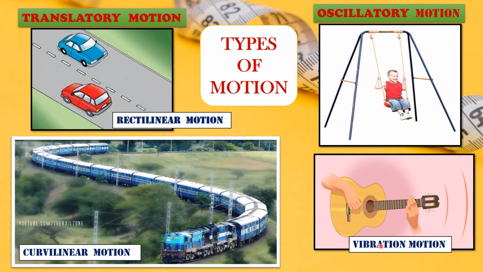Next is vibration. Vibration is also an oscillatory motion where an object moves to and fro. A string of a guitar vibrates when plucked, vocal cords vibrate when we speak, and our eardrums vibrate when a sound reaches them.